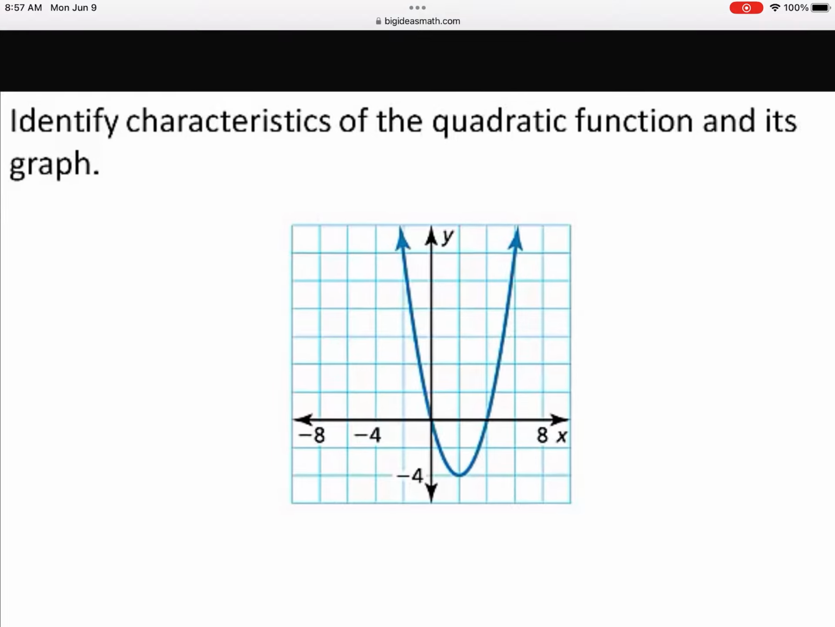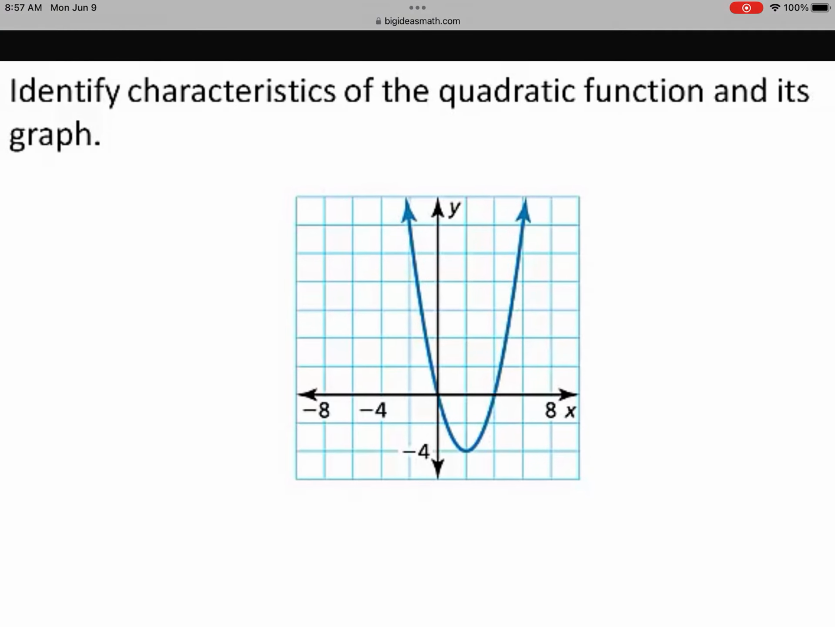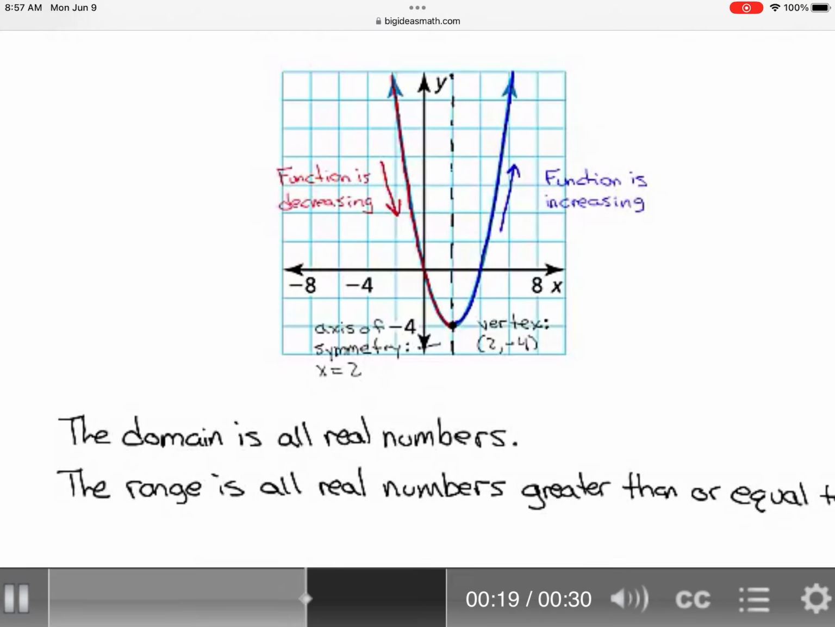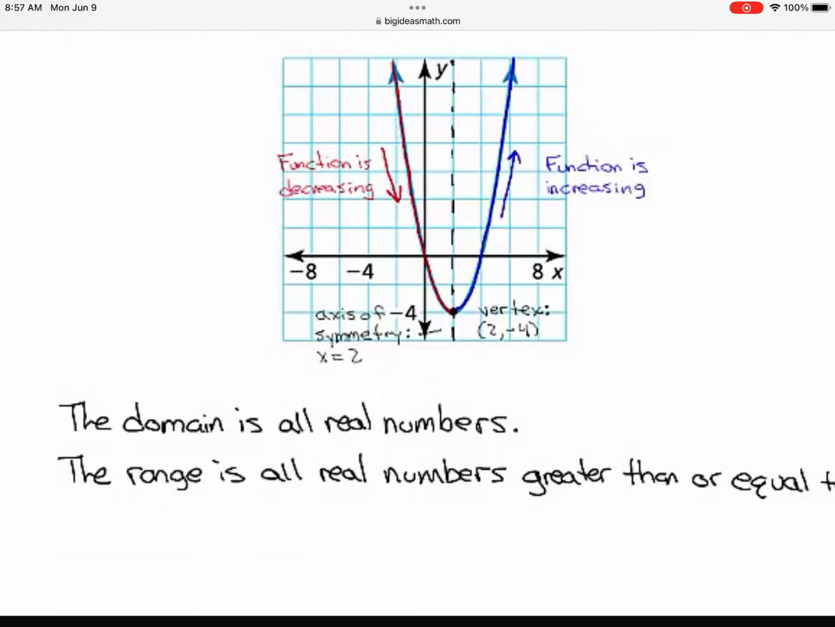Identify characteristics of the quadratic function and its graph. From the graph, you can see that the vertex is (2, -4), and the axis of symmetry is x equals 2. The function is decreasing when x is less than 2, and the function is increasing when x is greater than 2. The domain is all real numbers.